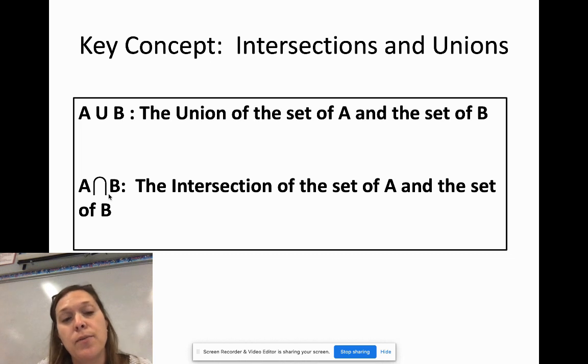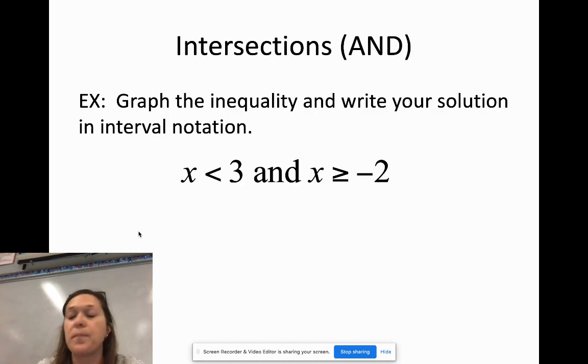An upside down U is used to represent the intersection. So A intersection B means I'm going to take all the elements in A, all the elements in B, see what they have in common, and that would be my solution set of the intersection. Okay, so what do intersections and unions look like graphically, and then how do we write them in interval notation?